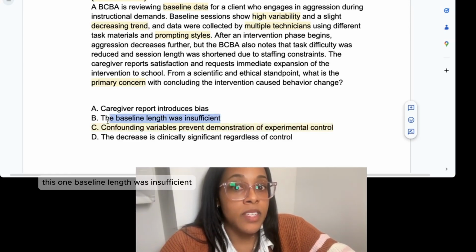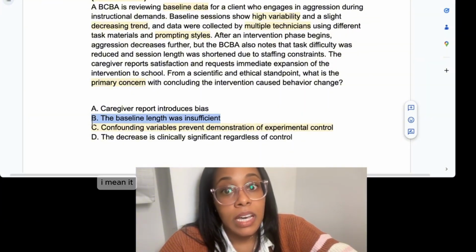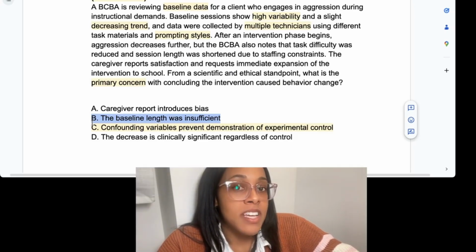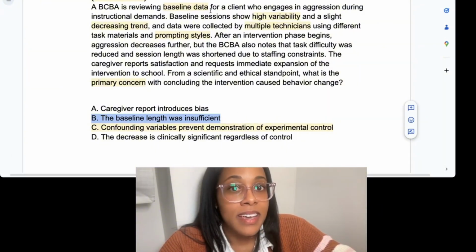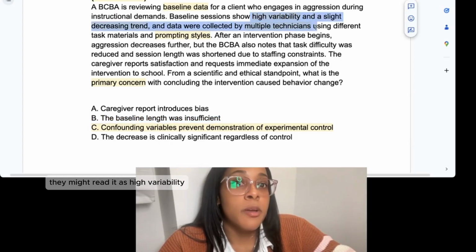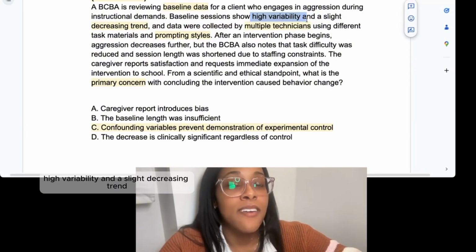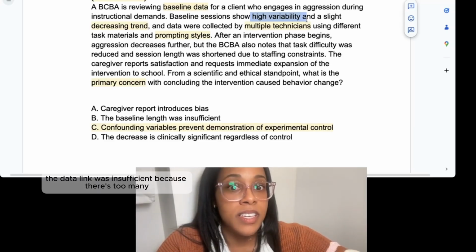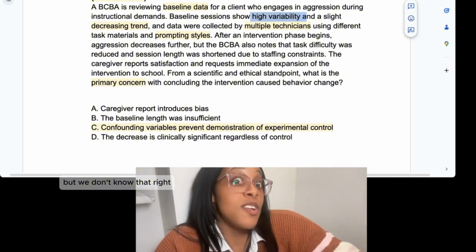Now, someone might say this one, baseline length was insufficient. That could be true, but there's not enough information to support that. But I could see someone maybe choosing it because they read, baseline sessions showing high variability and a slight decreasing trend, and think the data length was insufficient because there's too much going on. But we don't know that, right?